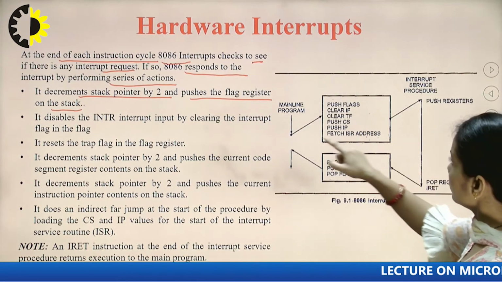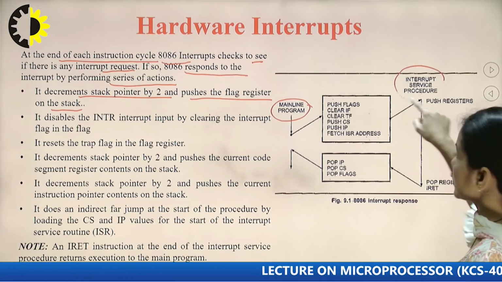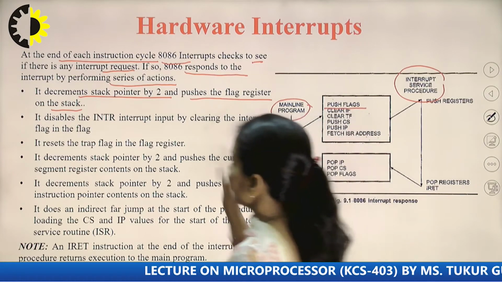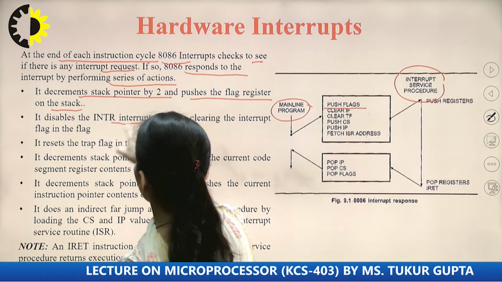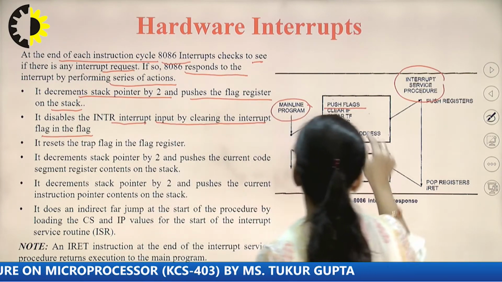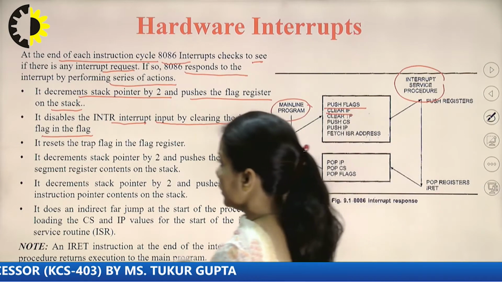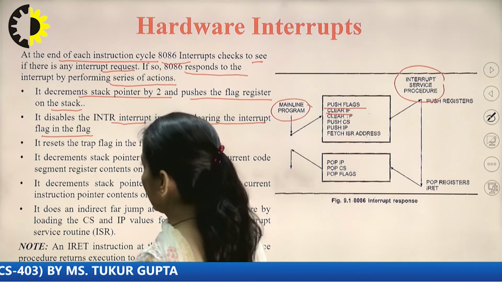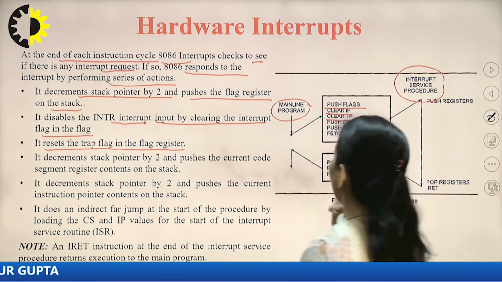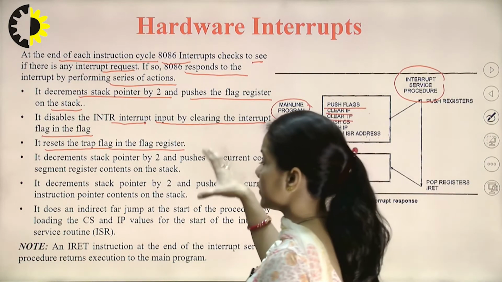So this is how the main line program is going on. Now the interrupt service procedure arrives. What will happen? The flags are pushed. It disables the INTR interrupt input by clearing the interrupt flag in the flag register. Now it resets the trap flag in the flag register. Again, the trap flag is cleared, which lies inside the flag register. So these are the first 3 steps.